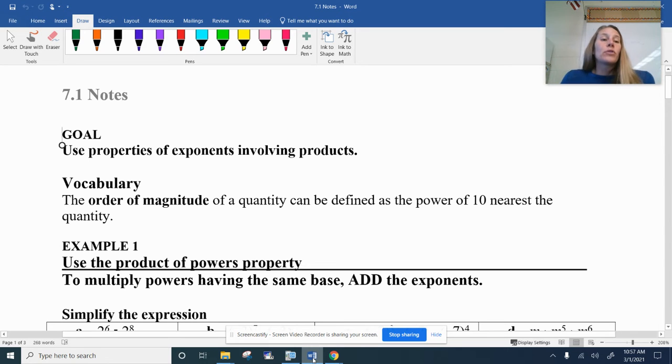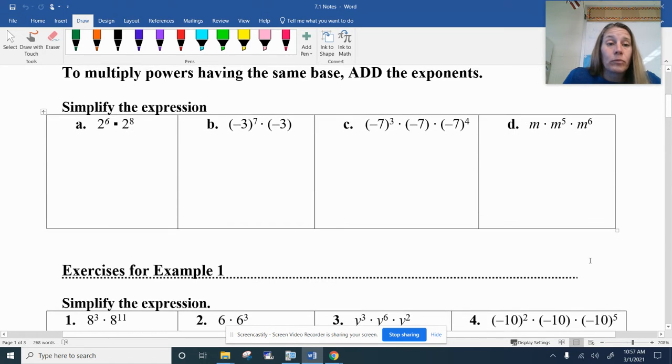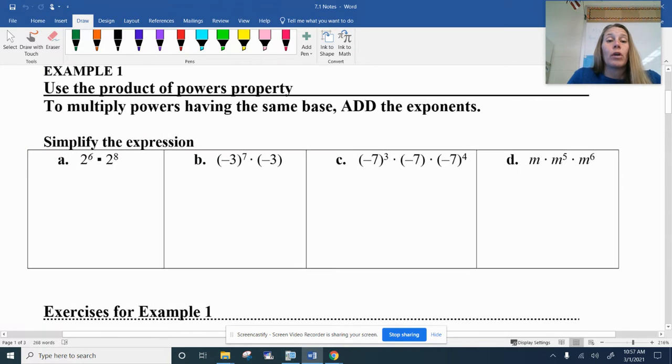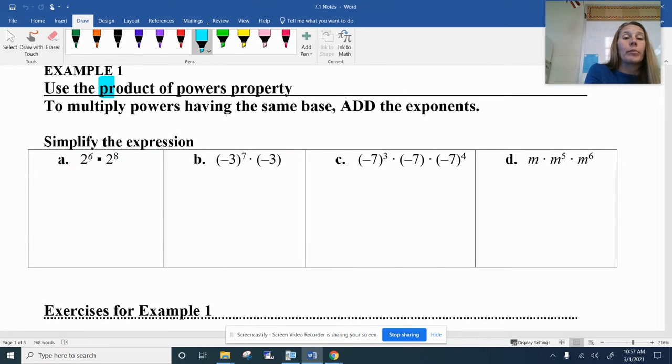So today we're starting chapter 7, and our first lesson is going to be on using the properties of exponents that are involving products, which is basically multiplication. So there's 3 properties we're going to go over today. The first property that we're going to do is called the product of powers property.